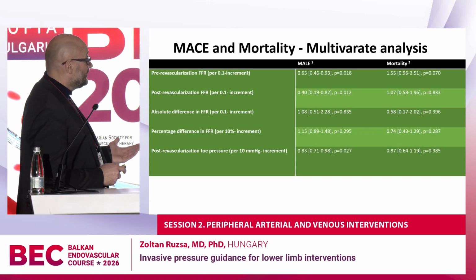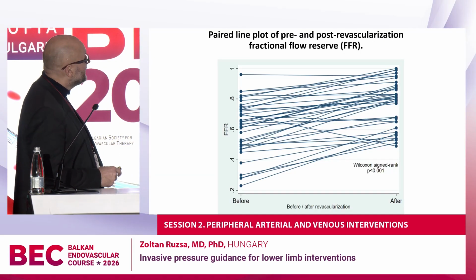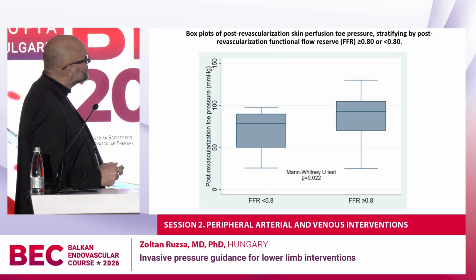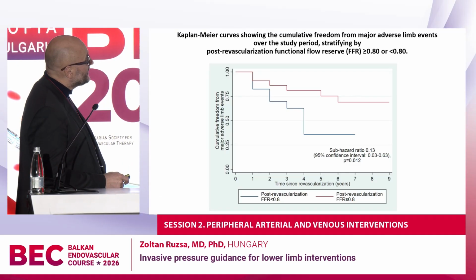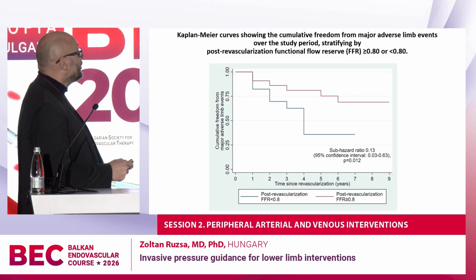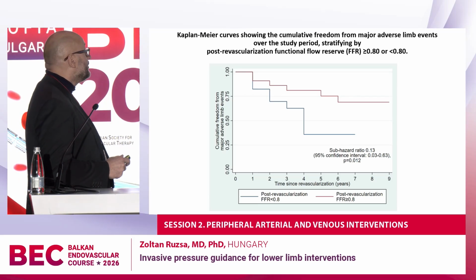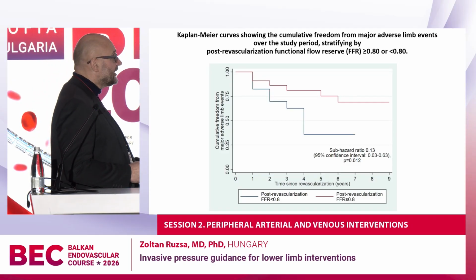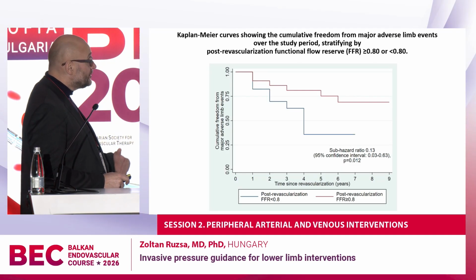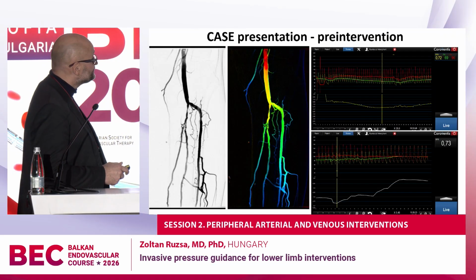If you check the 10-year mortality after this small study, these are the before-after pressures. Also, we see the FFR and the 2 pressures. There's a good correlation. And what is important, after 10 years, we see that if the FFR was normal after the intervention, or higher than 0.8, we had a nice MALE event-free outcome. So it's good prognosis for 10 years, not just in acute setting. So if the FFR is good, we will have a good result on the long term also.